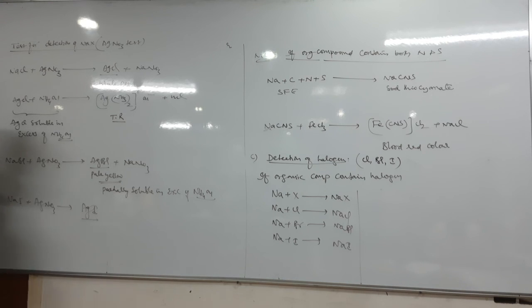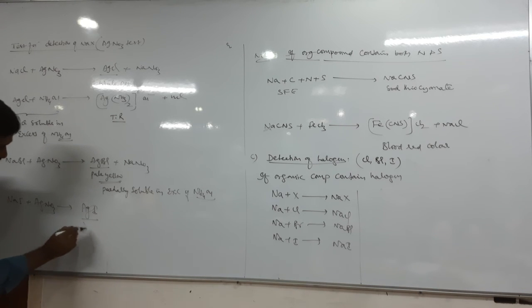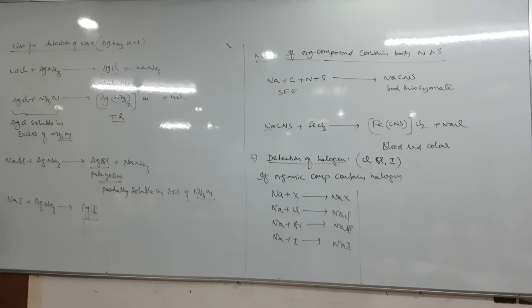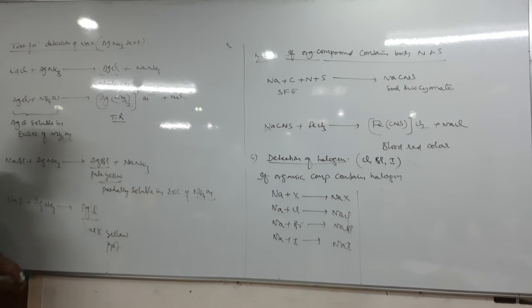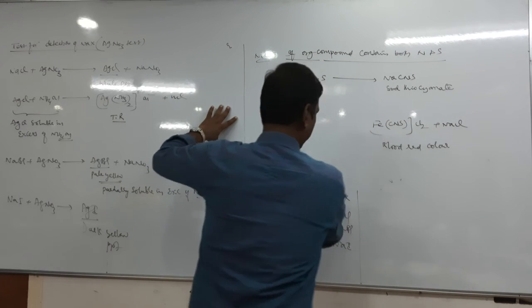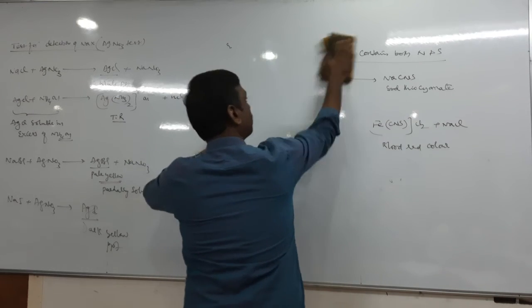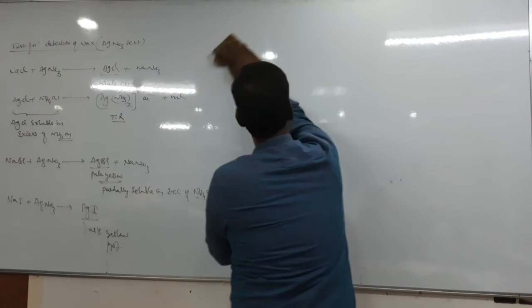Silver iodide. So what is the color of silver iodide? It is dark yellow colored. Dark yellow precipitate. Okay, so this is the detection of halogen. It is so simple. Last one is detection of phosphorus.